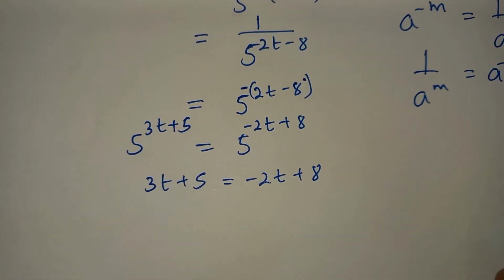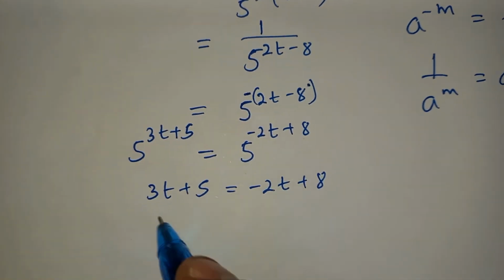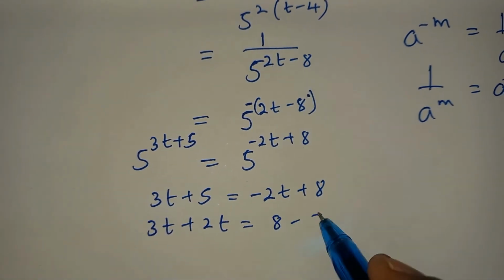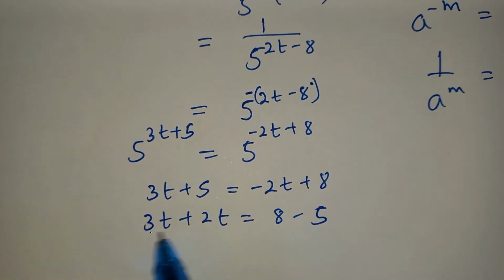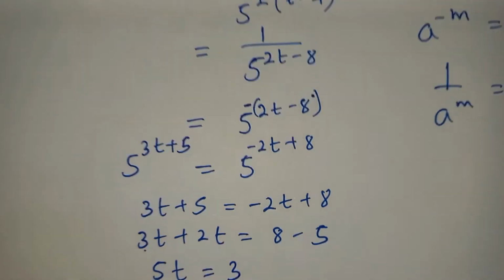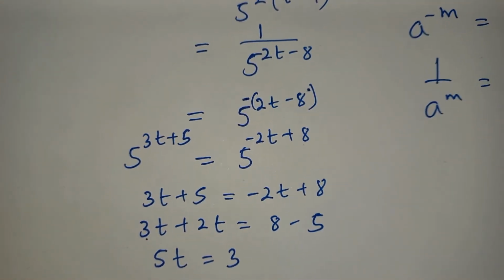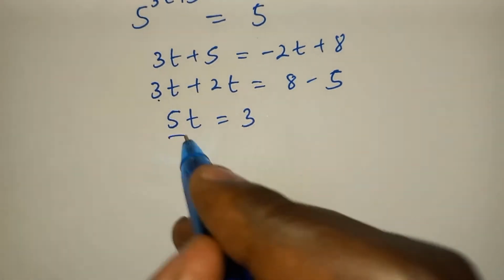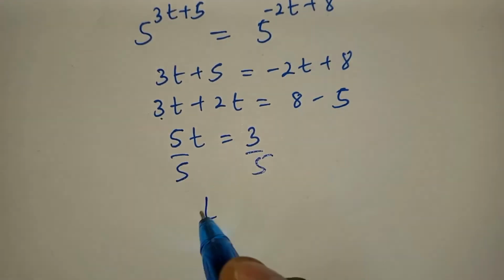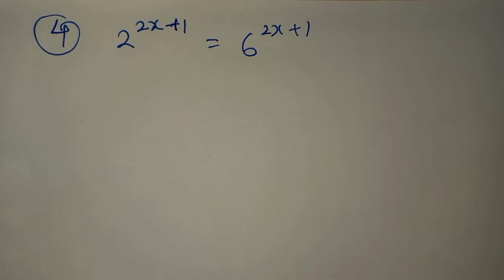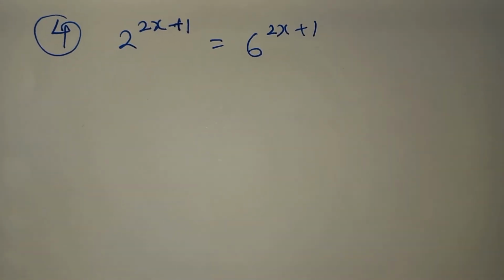Now, if you put the like terms together, then you're saying 3t plus 2t is the same as 8 minus 5. 3t plus 2t is 5t. 8 minus 5 is 3. Isolating t by dividing by 5 both sides of the equation, then we have t is equals to 3 over 5. And that is your solution. Now, let's look at problem number 4.